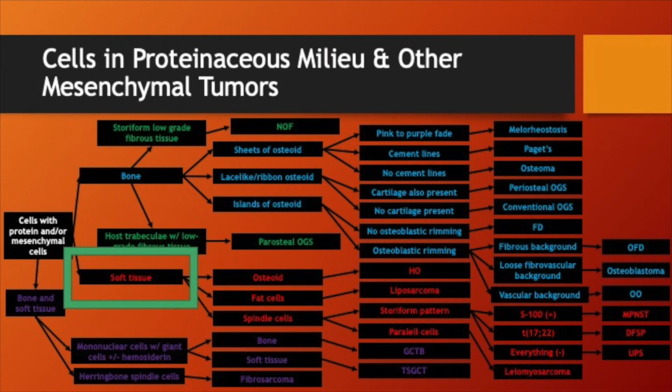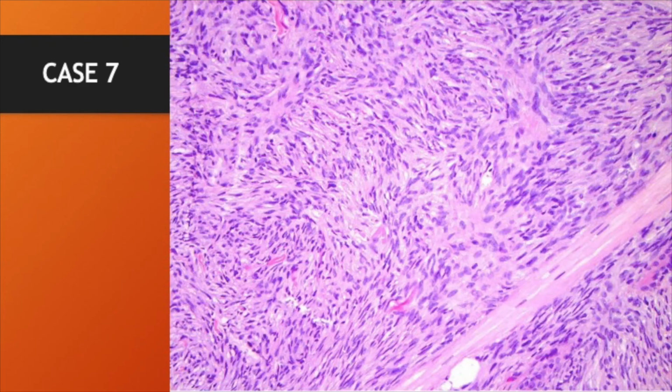But now that we know that this is a soft tissue mass, we're going to go down a different algorithm. So the next thing we ask is, is there osteoid production? Are there fat cells, or is this spindle cells? When we look here, we just looked at what osteoid production looks like, and we don't really see that anywhere on here. There's not a whole lot of lace-like, ribbon-like, or even host trabecular bone or anything like that. So we don't see osteoid here.